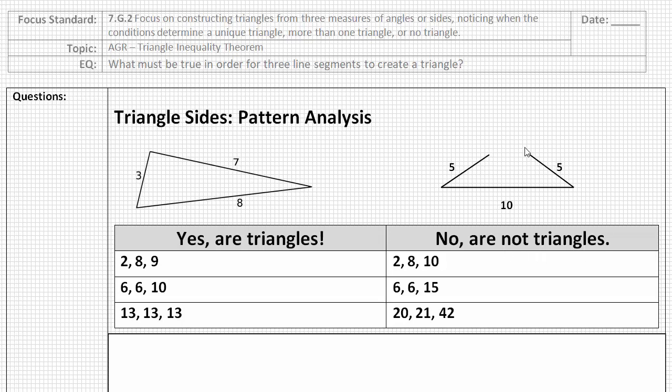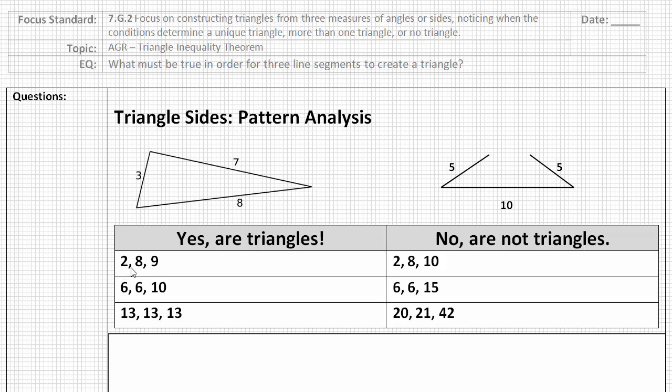The hint, I think, is in when we were talking about this one. We said we could connect these 2 5-unit line segments together, but if we did, they would fall completely flat. So notice, it would be the same measurement as 10. Notice that 5 plus 5 is 10. And that doesn't make a triangle.